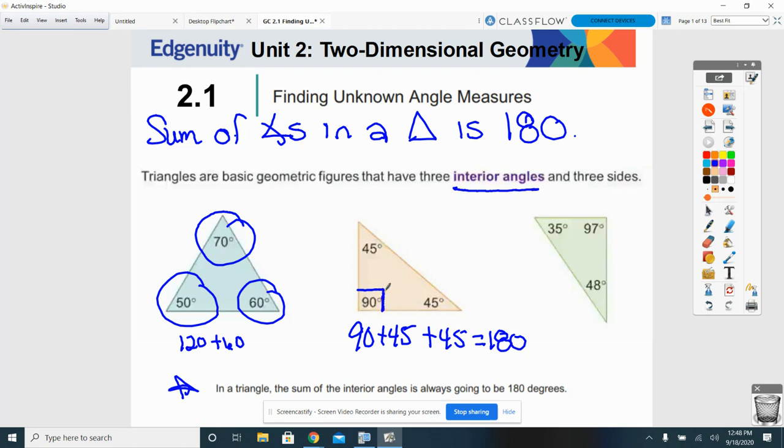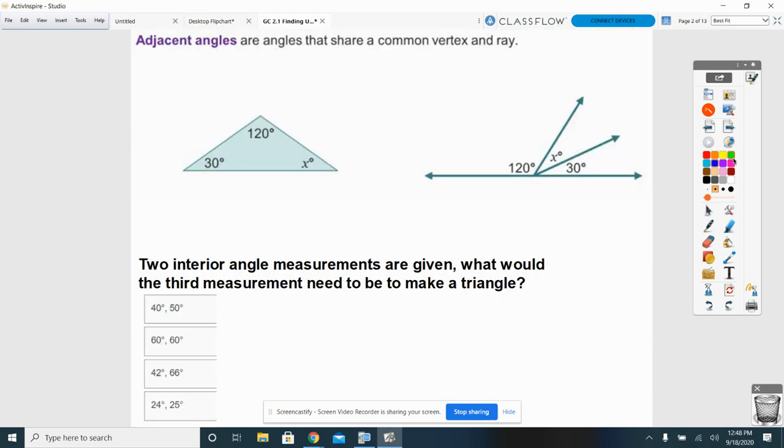They all equal 180. This is actually called a right triangle. We could put a little block there to show that it's 90, which is something we sometimes do in geometry. This guy is called an obtuse triangle because 97 is bigger than 90. If you take 97 plus 35 plus 48, I would probably go to my calculator on that one, but it also equals 180. So we can use this fact, that all three angles add up to 180, to find missing angles of a triangle.